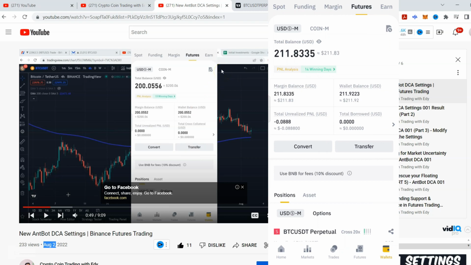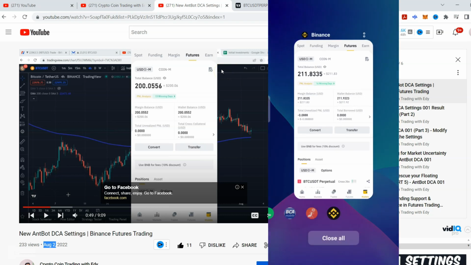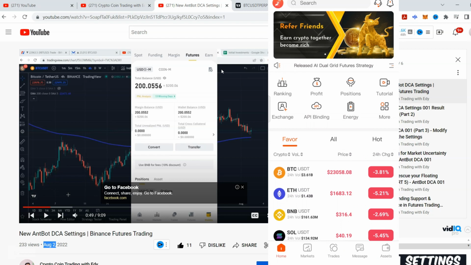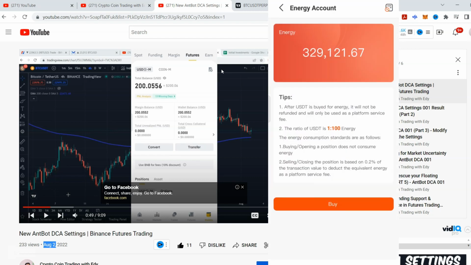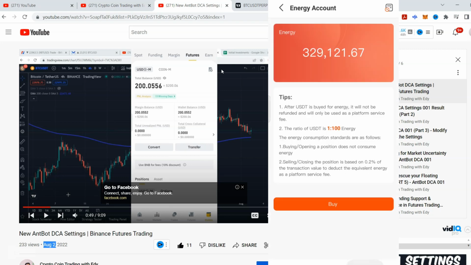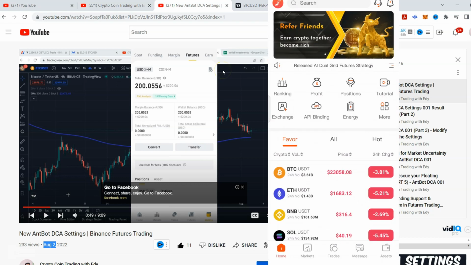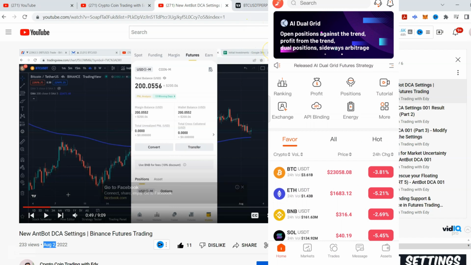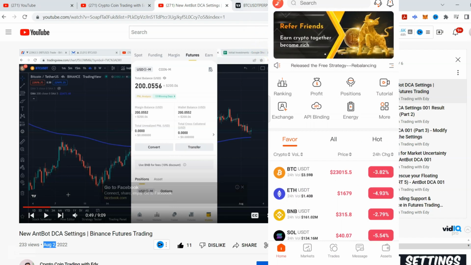You can go back to your AntBot, and then you can click on energy. After that, you can see the transaction history here, and you can see how much energy it consumed. And then you can change it to USDT, up to you. You can check it if you want to, but I don't really care about this. Or you can see the balance. You know the math. So that's good now.